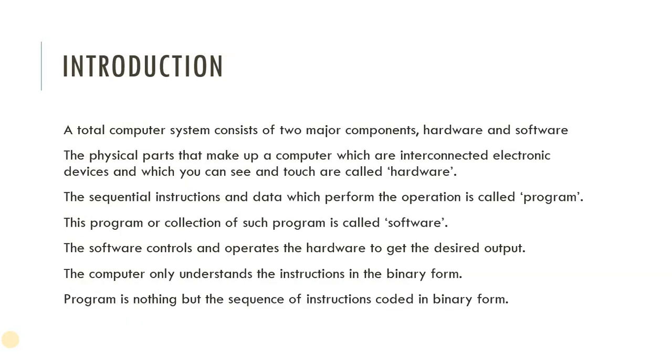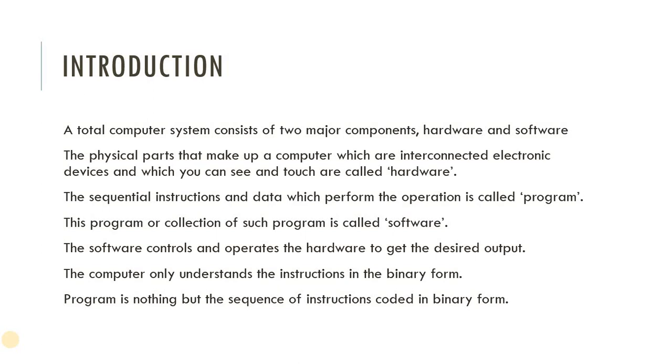A total computer system consists of two major components, hardware and software. And we all are aware of hardware and software. Any computer is a combination of hardware and software. There is some hardware, and there is some software that is controlling that hardware. Suppose our laptop: our laptop is just hardware, but the software inside our laptop will control the hardware. The physical parts that make up a computer, which are interconnected electronic devices and which you can see and touch, are called the hardware.